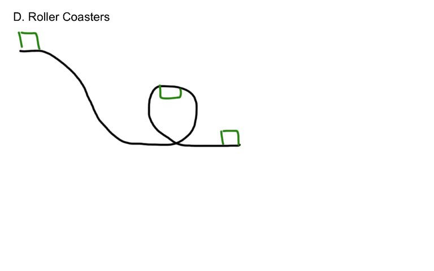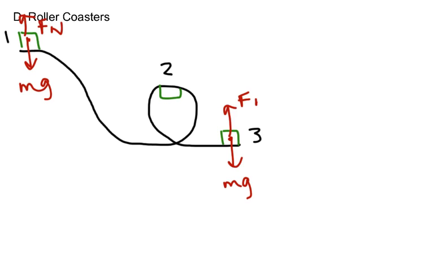All right, let's quickly look at conservation of mechanical energy with roller coasters. Let's call at the top here situation 1, in the loop 2, and when they've come out of the loop 3. If we were to draw a free body diagram in case 1, notice we would have two forces, the weight and the normal force like that. In case 3, again, we would have the weight down and the normal force up like that. In case 2, of course, we have the weight down, but we have another force, which is the normal force, and in this case, it is down.